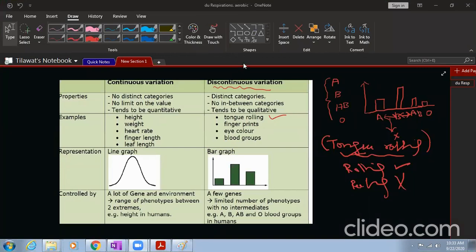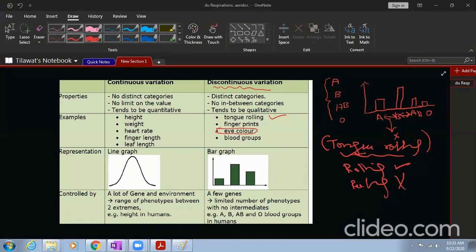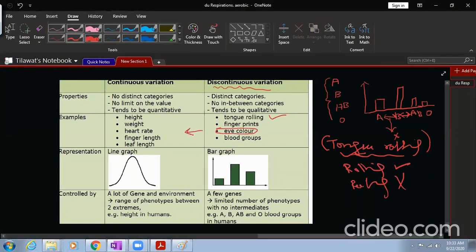Now I will take another example. Tongue rolling has two conditions with no intermediate, a straightforward thing. Now for another condition, eye color. Even though eye color is controlled by genes, there is a big difference in variation, so in that case I can put it in continuous variation. Even in green there will be many categories, so for that reason I will put it in continuous variation. And fingerprint I will keep here.